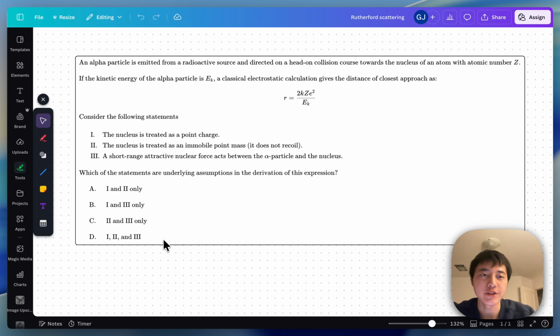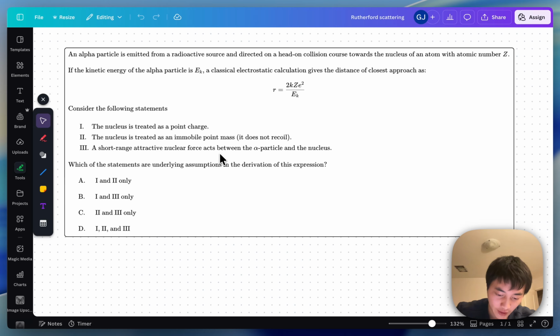Hi everyone, today we're going to be doing a physics question on Rutherford scattering, another physics theme E question. An alpha particle is emitted from a radioactive source and is directed on a head-on collision course towards the nucleus of an atom with atomic number Z. If the kinetic energy of the alpha particle is E subscript K, a classical electrostatic calculation gives the distance of closest approach as this, and we're given three statements here.